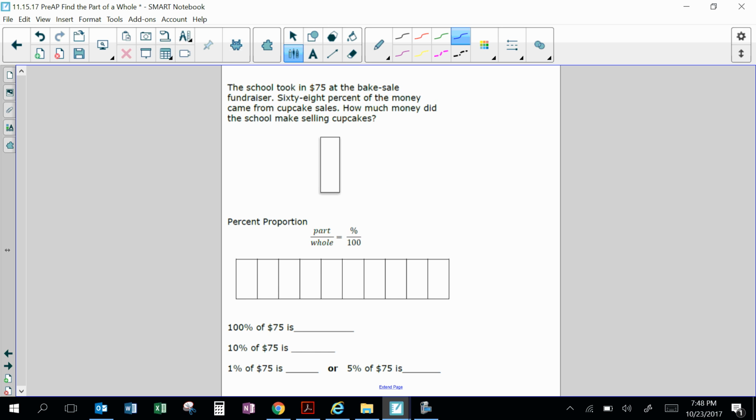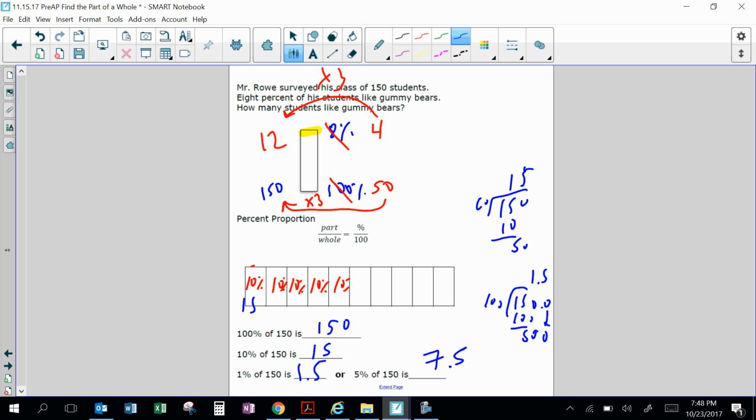So we can use mental math. Using mental math now, what would 8% be? Well, we know 5% is 7.5. 1% is 1.5. That'd be 6, 7, 8. So 7.5 plus 1.5 plus 1.5 plus 1.5 is 12 students.